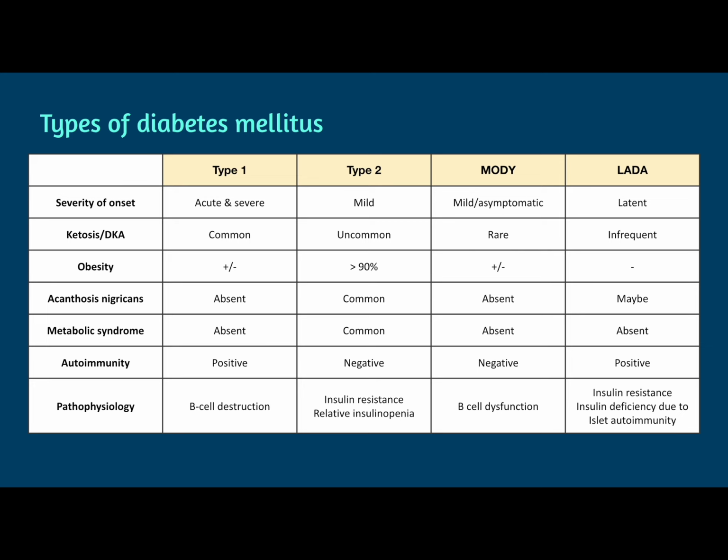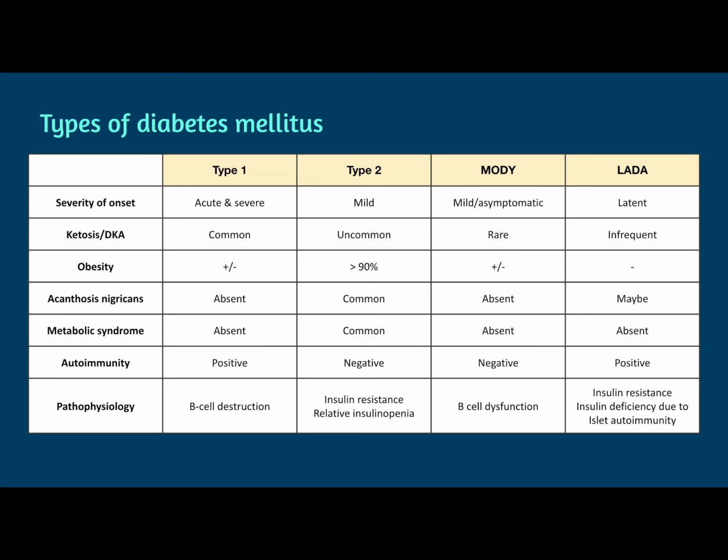So there are many different types of diabetes mellitus. We will be focusing on type 1 and type 2 diabetes mellitus. The difference between these two types of diabetes depend on the severity of the onset, the presence of ketosis or diabetic ketoacidosis, the occurrence of obesity among these diabetics, any signs of insulin resistance such as acanthosis nigricans, presence of metabolic syndrome, presence of autoimmunity, and the underlying pathophysiology.